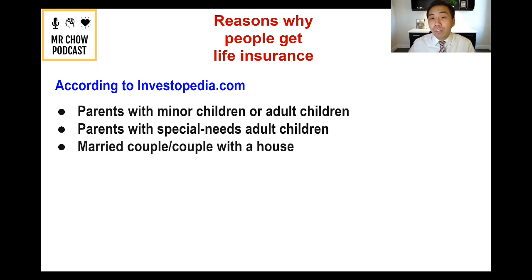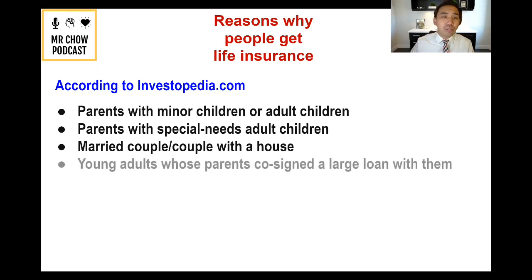A married couple, or a couple with a house or some big payment they have to pay every single month, it's always good to have a little bit of life insurance. By the way, you can buy life insurance for whatever value you want: 1 million, 10 million, any value you want. Obviously, the more money you ask for, the higher the monthly payment you're going to have to pay.